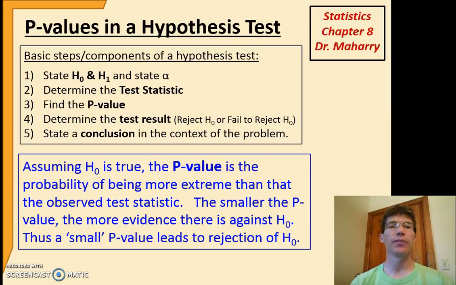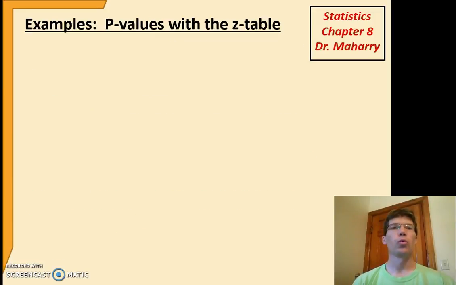So then we use this p-value to determine our test result and our conclusion. Remember, the idea is the smaller the p-value gets, the more evidence we have against H0. So the smaller a p-value, the more likely we are to reject H0. Or another way to think of it, as those z or t values go further and further out in the tails, that's more and more evidence against H0, and we should reject H0. So we'll look at p-values with the z table first, and then we'll look at p-values with the t table.